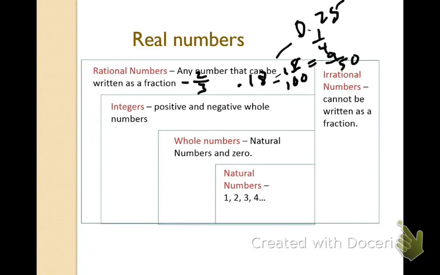What do we mean by irrational then? It seems like any number is going to be a rational number, right? What number cannot be written as a fraction? Right? Pi.